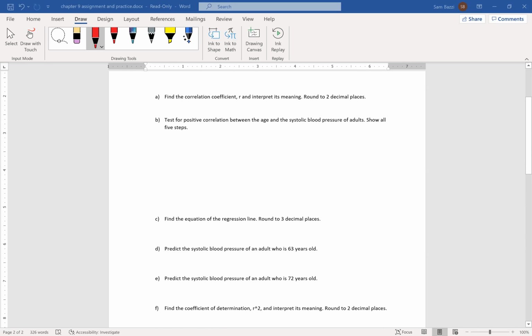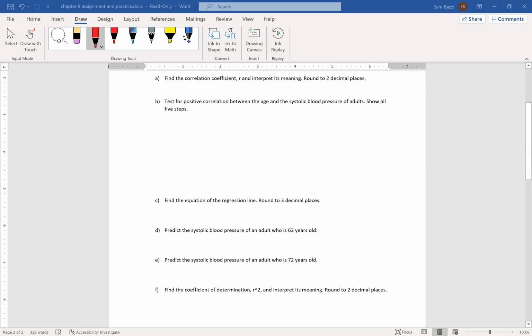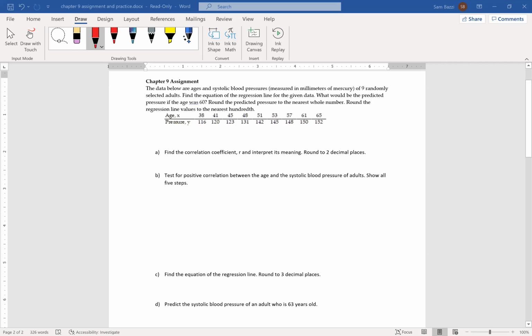Predict the systolic blood pressure of an adult who's 72. Do you see the range that 72 is inside the range here, guys? Yes or no? No. So then you would not be able to predict it. And find the coefficient of determination R squared and interpret its meaning. Whatever R squared is, let's say R squared turns out to be 75%. So you say 75% of the variation in the systolic blood pressure can be explained by the variation in age.